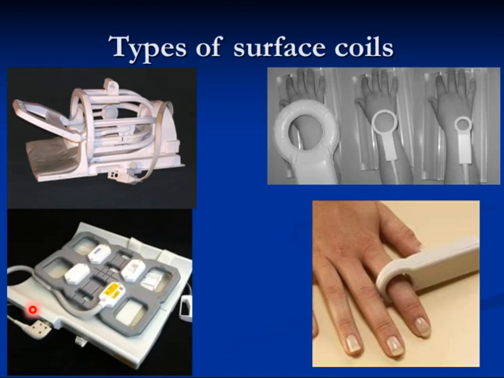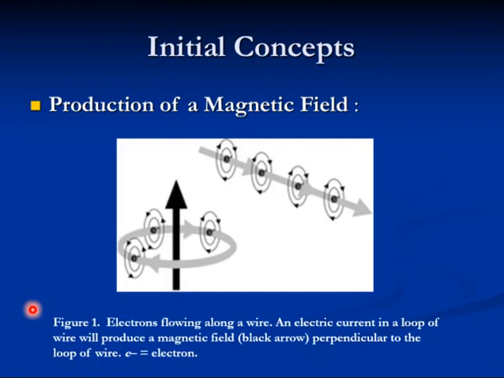Okay? So, these are the technical aspects, let's say. What are the kinds of machines? What are their advantages and disadvantages? Any question till now? Okay. Now let's go to the deep things. There are some basic concepts that we need to understand in order to know how the MRI works.